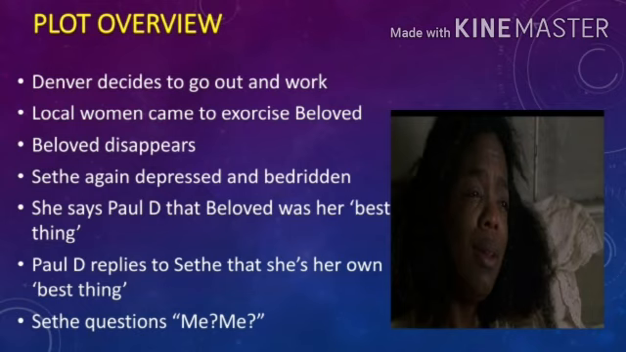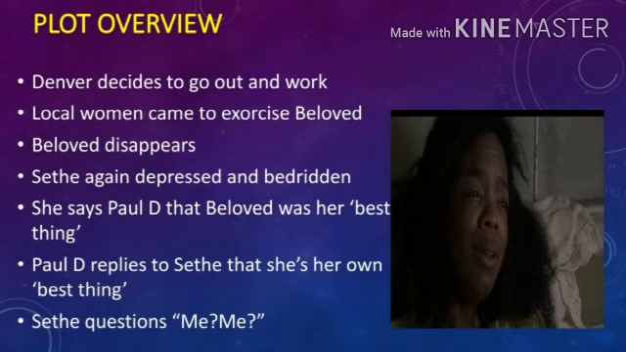Beloved only grows more demanding, and Denver is forced to go to the community for help. In the novel's climax, some of the local women come to the house to exorcise, or remove, Beloved from the home. Beloved disappears suddenly, and Denver becomes a working member of the community.